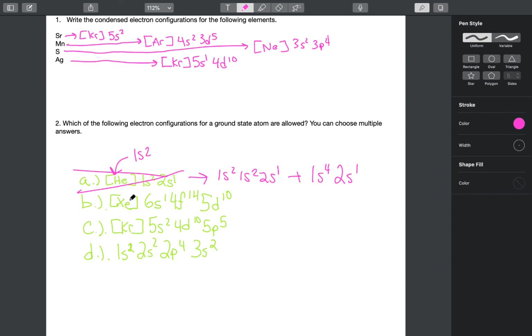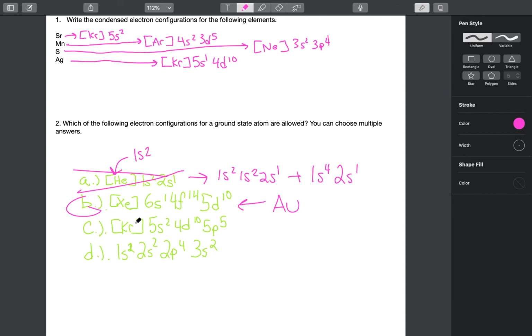The next has a xenon noble gas core with 1 electron in the 6s subshell, 14 in the 4f, and then 10 in the 5d subshell. And this, in fact, is a possible electron configuration. That's because this is the electron configuration of gold. So this is perfectly fine. It obeys all our rules, and it's one of the exceptions. So therefore, this is possible.